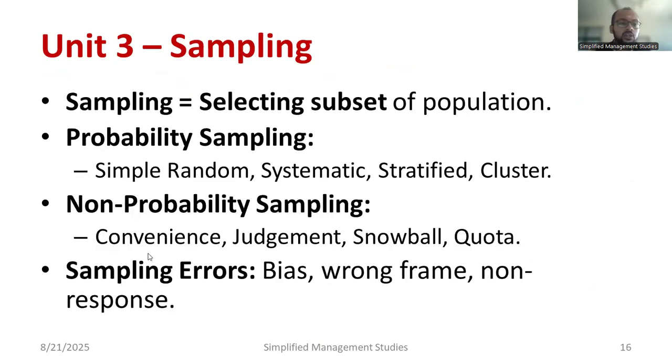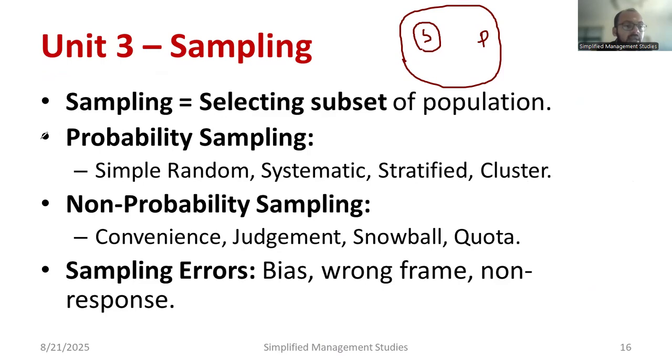Now let's move on to the third unit. The third unit mainly focuses on sampling. What is sampling? Selecting a subset of a population. So we can see this is my population, correct? And this is my sample. So I can write: this is my population and this is my sample.